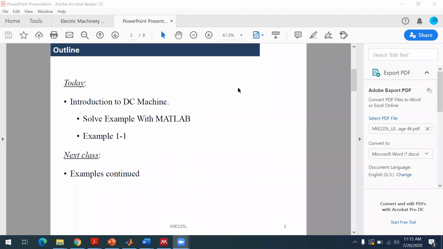From here onwards, what we'll be doing is introducing the very basics of the DC machine.